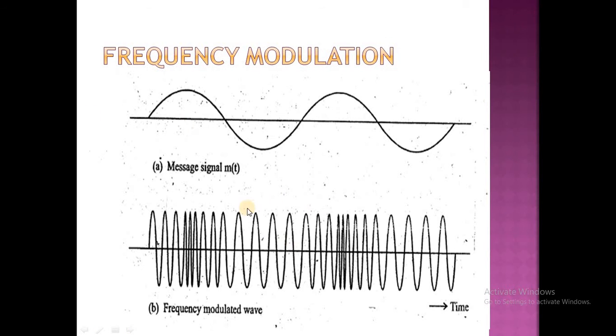So this is the diagram of the frequency modulation waveform. This is the message signal or the modulating signal. Here the modulating signal is a sine wave only. This is the carrier wave, and this is the frequency modulated wave. Here the frequency of the carrier is varied with respect to the message signal. So this is the FM wave.